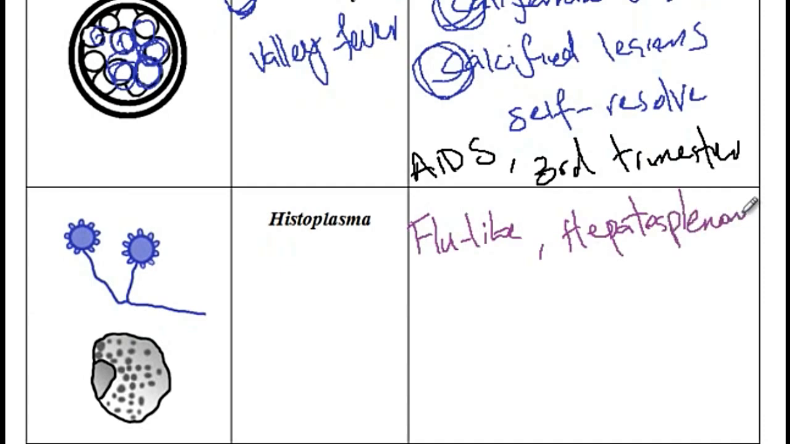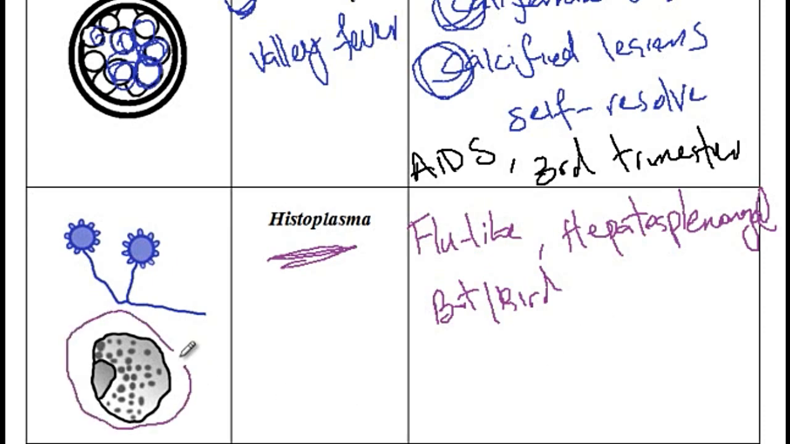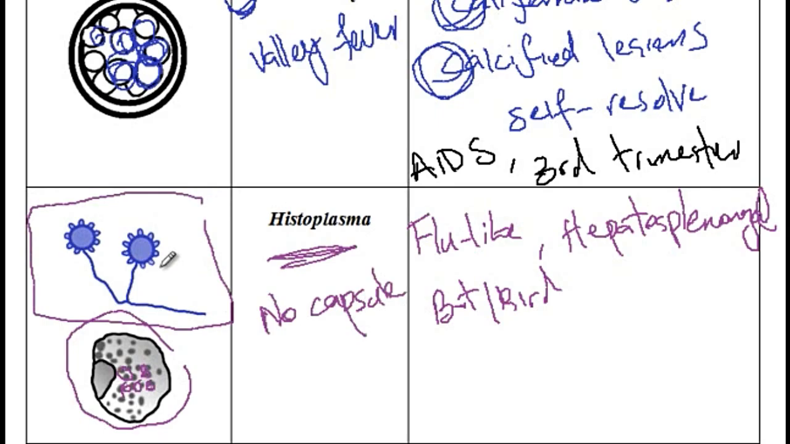The next infection is histoplasmosis, and Histoplasma can present with flu-like symptoms as well as hepatosplenomegaly. Histoplasma is usually found in bats' or birds' droppings, and on the peripheral blood smear you will see macrophages that have engulfed the Histoplasma. So you can see the Histoplasma inside. Note that Histoplasma inside the tissue has no capsule. And then the environmental form of Histoplasma presents with hyphae and conidia.